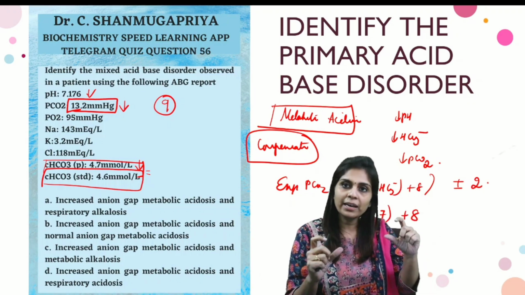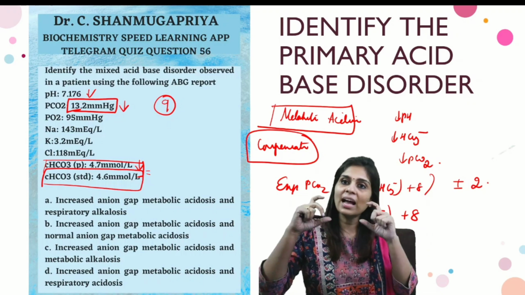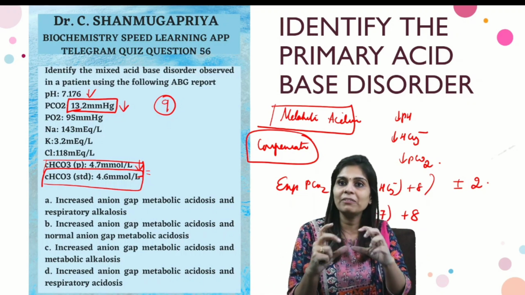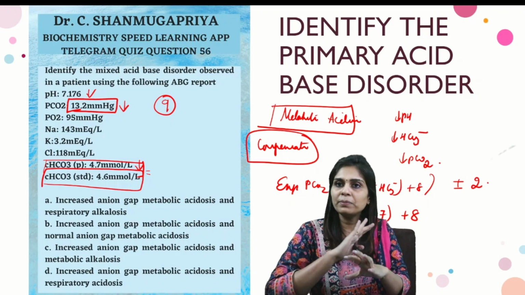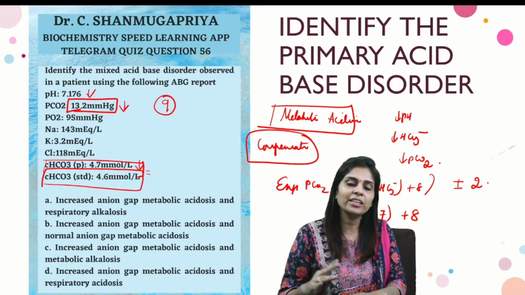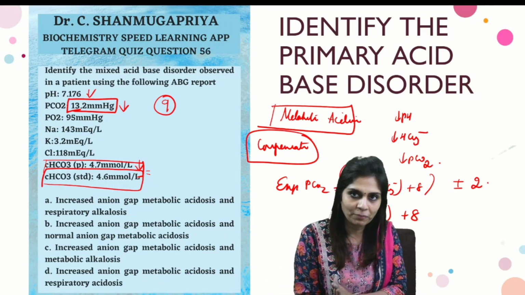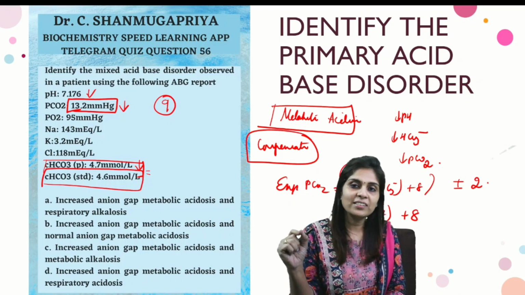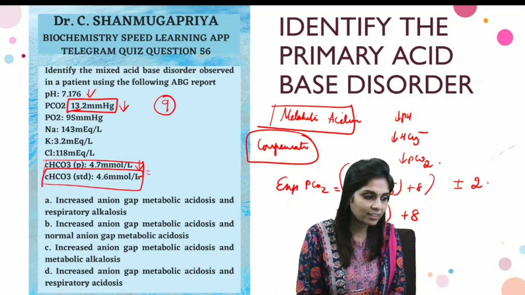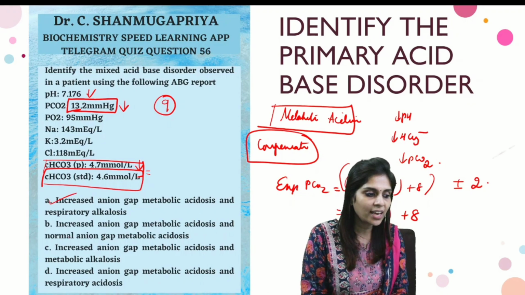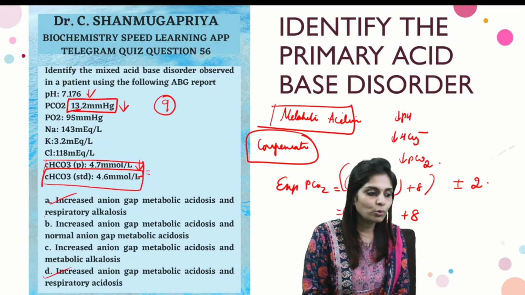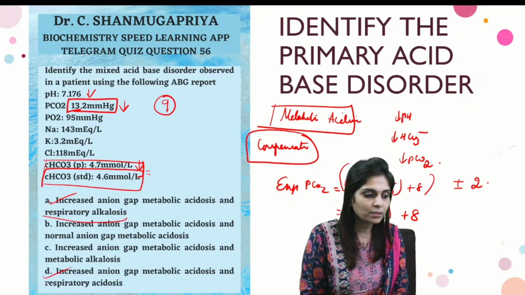So if the actual bicarbonate value and the standard bicarbonate value are the same, it means the person does not have any respiratory defect. It's purely a metabolic condition. So I have ruled out respiratory defects in this condition. That is why I have ruled out choice A and choice D, because both choice A and choice D include respiratory acidosis and respiratory alkalosis.